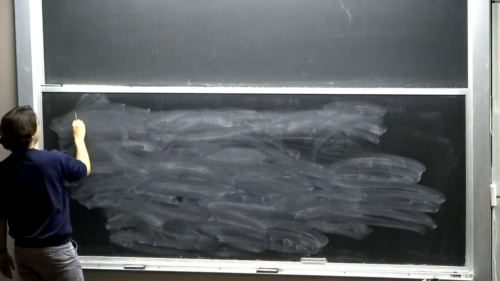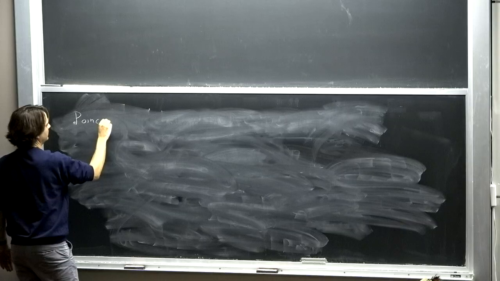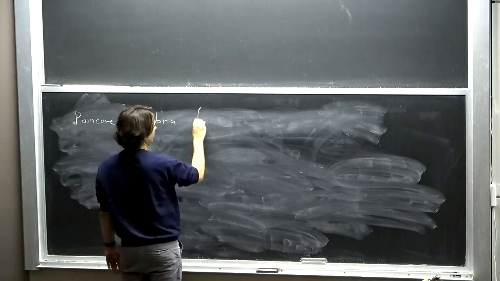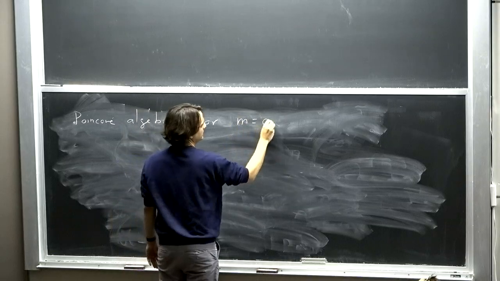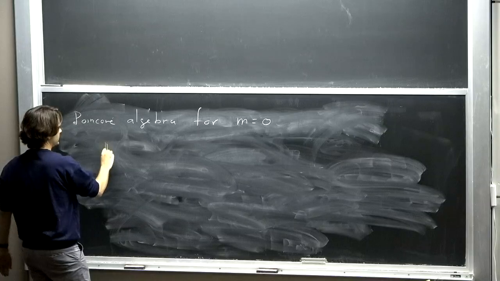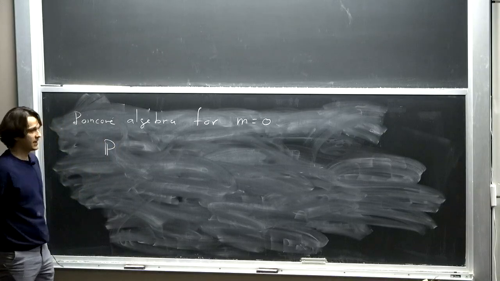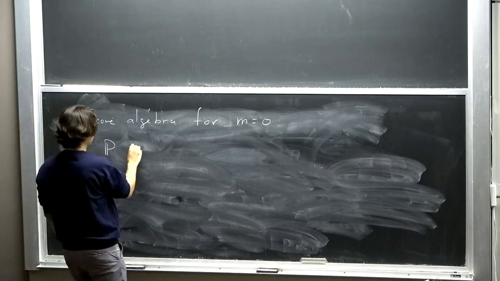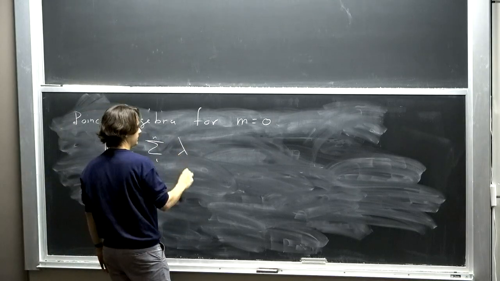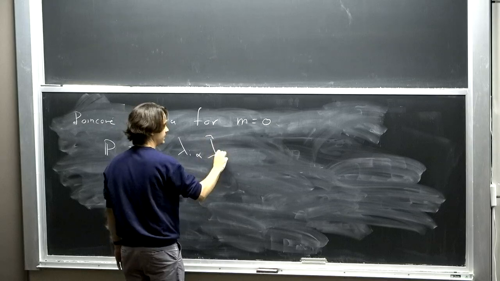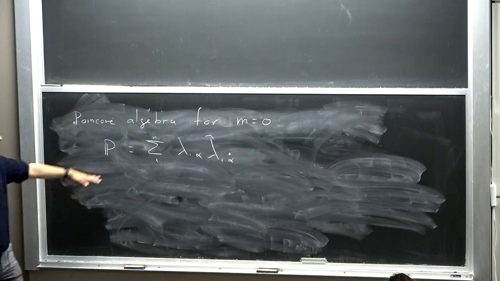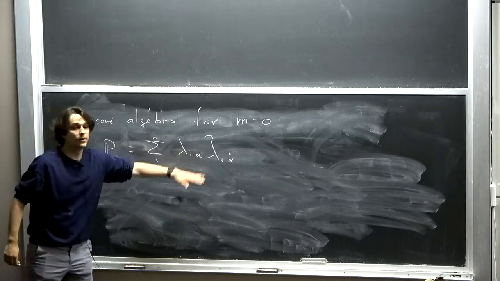So let's go back to this Poincaré algebra for massless particles. Right? So what is the generator of momentum? If I have n particles, this is going to be the sum over each one of those particles, lambda_i lambda tilde_i. Okay, so my momentum generator is just P, which is the sum over all of these guys.